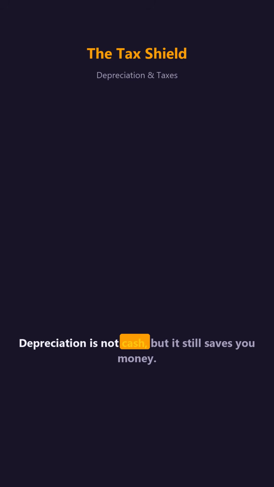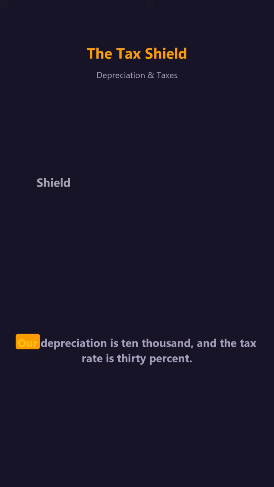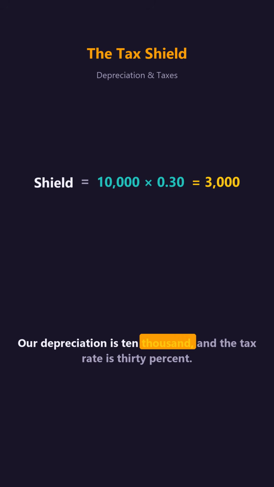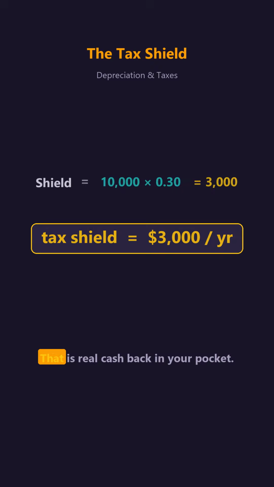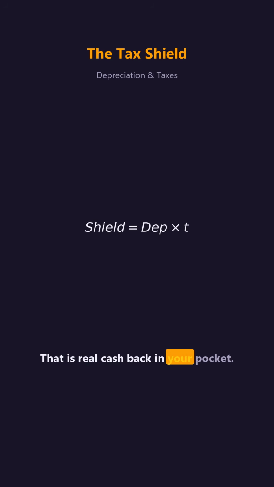Depreciation is not cash, but it still saves you money. It lowers your taxable income, so you pay less tax. The saving equals the depreciation times the tax rate. Our depreciation is $10,000, and the tax rate is 30%. So the tax shield is $3,000 each year. That is real cash back in your pocket.